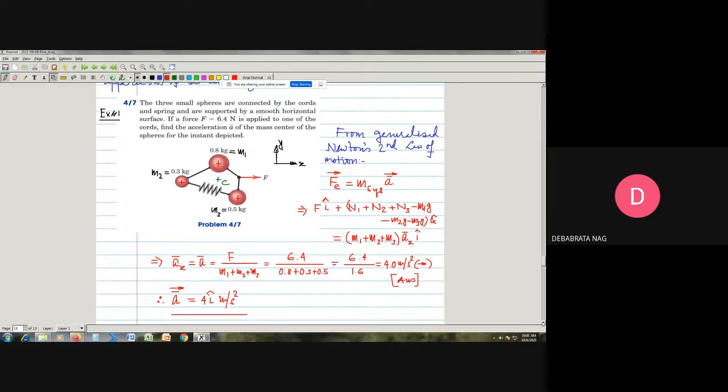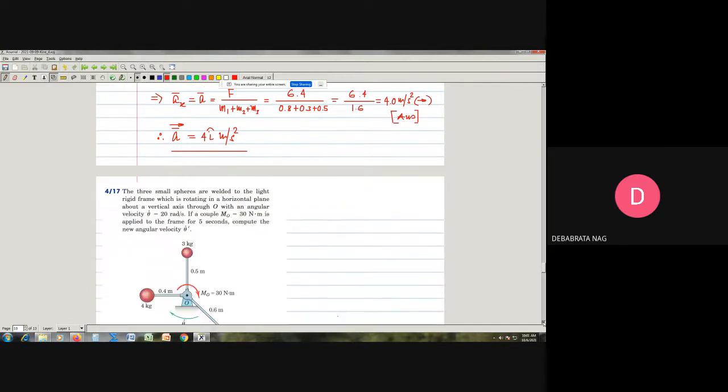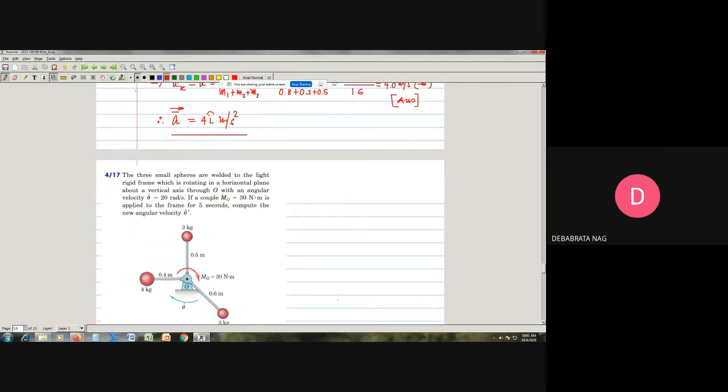Now once we have solved this application, let us go to our next problem, which is the second problem of today's class. So this is example 2. This problem is again from the book of Meriam and Kraige, and the problem number is 4 by 17. So here, earlier we had 3 mass systems connected by springs and cords. Now we are having 3 light spheres welded to a rigid frame.